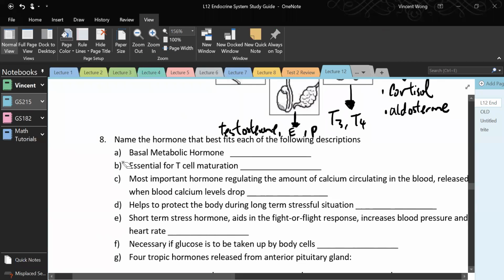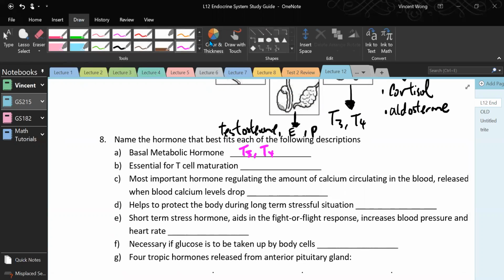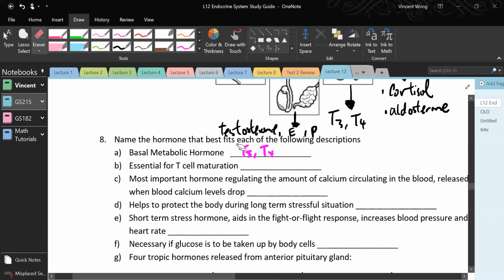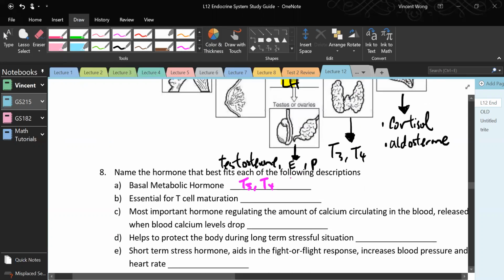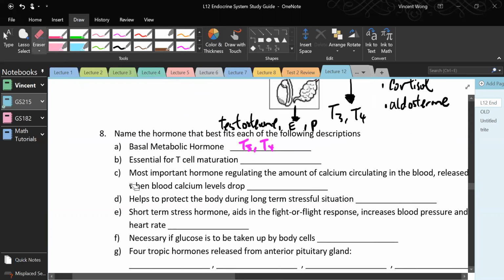Just a guess. So basal metabolic hormone, that's going to be T3 and T4. These are the hormones that will help you regulate your metabolism. T3, T4 is from the thyroid gland. Essential for T cell maturation. That one, it's a long time ago that we learned it. Okay, it's thymosin, which is from your thymus.